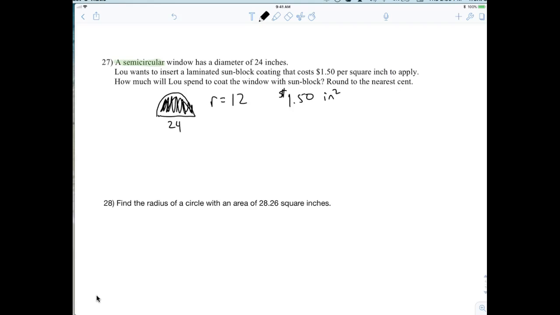Come on. And then? What's wrong with that, Diesel? Were you paying attention? So what did he do wrong? He said pi times 12 squared.